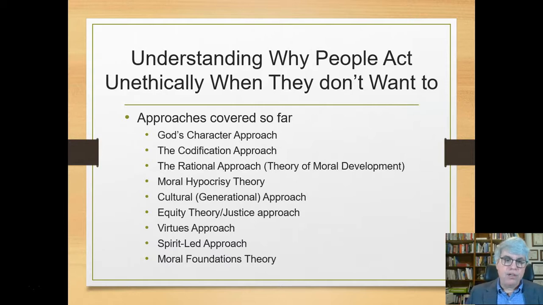We also looked at the cultural approach or the generational approach, looking at how changes in different generations result in different cultural elements like different levels of individualism, and how that influences what people think is ethical. We looked at equity theory and organizational justice. And in this justice approach, we saw that when people don't think things are just, they tend to respond in ways that may be unethical. We looked at the virtues approach that describes how the more virtues, the more character strengths, the more upright a person is, the more likely the person is to be ethical.